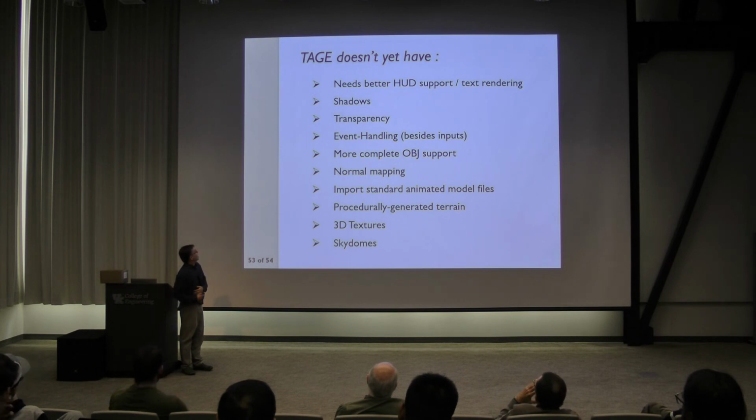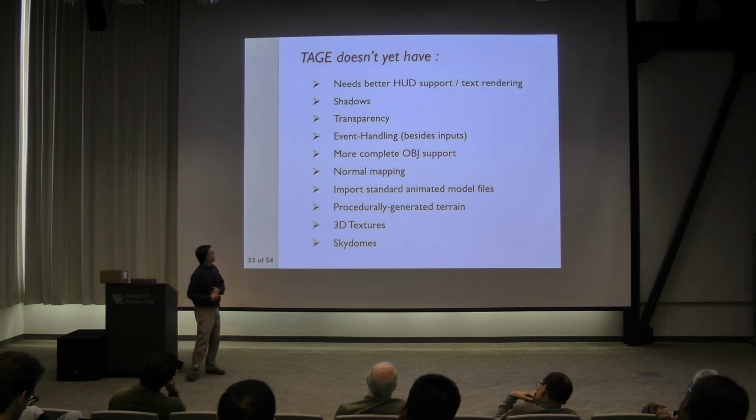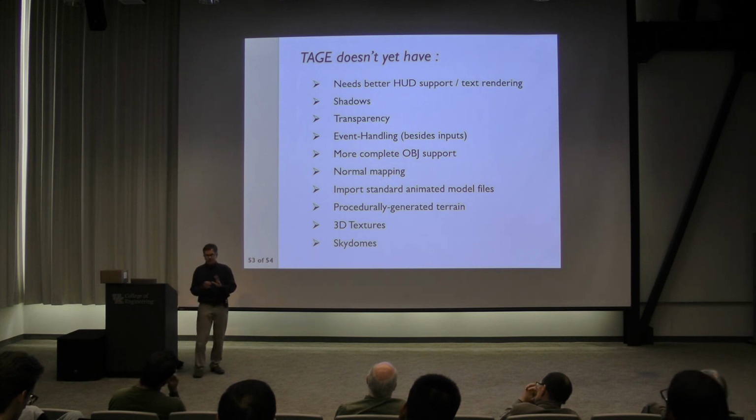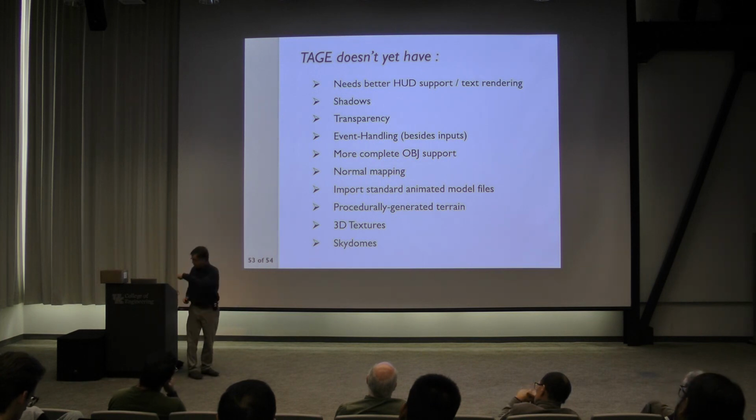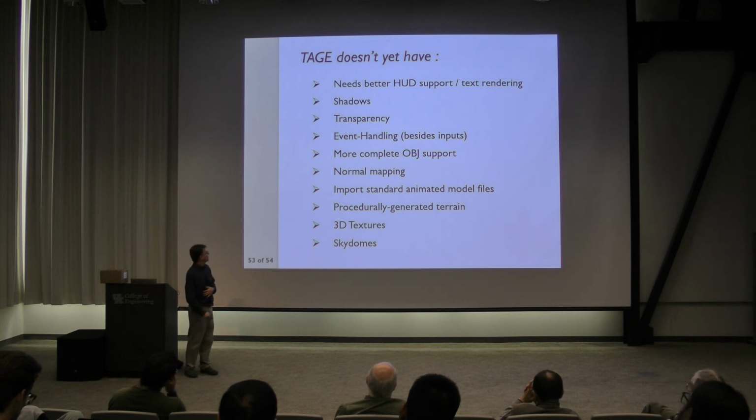Here are things that TAGE does not have at this time. Like I said, it has terrible bullet support. It's just straight text, and that's it. It doesn't have shadows. It doesn't have transparency. It doesn't have generalized event handling, which would be nice. It has a terrible, very stripped down OBJ importer because it's the one in the textbook. Although it supports normal vectors, it doesn't have what's called normal mapping, which is a common way of adding surface detail to an object, or simulating surface detail to an object. That would actually be really easy to add. I'm thinking of adding that maybe before next semester.